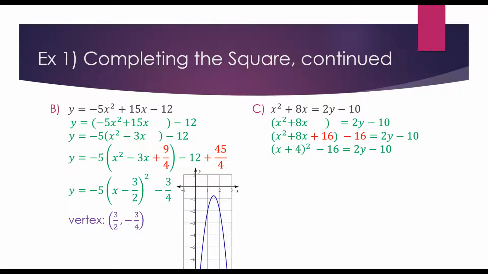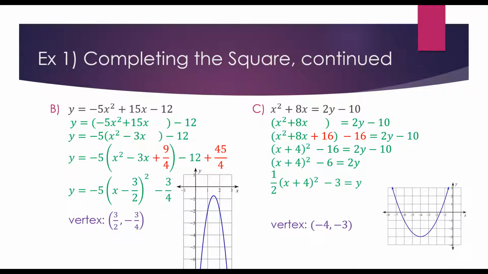And now we want to get y by itself. So if we add 10 to both sides, negative 16 plus 10 gives us negative 6. And now we're going to divide by 2, or dividing by 2 is the same as multiplying by 1/2. So we're going to get 1/2 times the x plus 4 squared, and 1/2 of negative 6 is negative 3 equals y. So looking at this, we've got a vertical shrink of 1/2. This graph is going to be shifted left 4 and down 3. So our vertex is negative 4, negative 3.